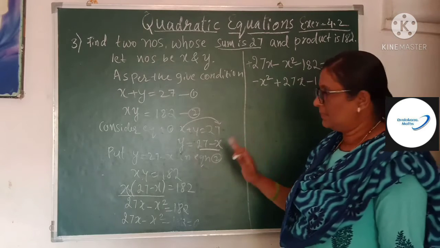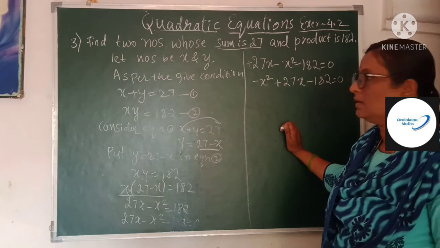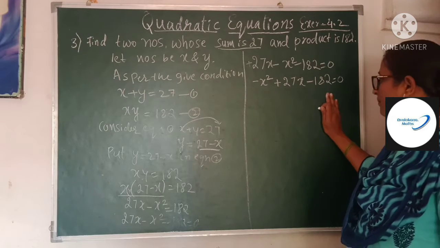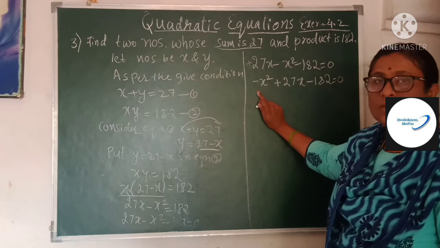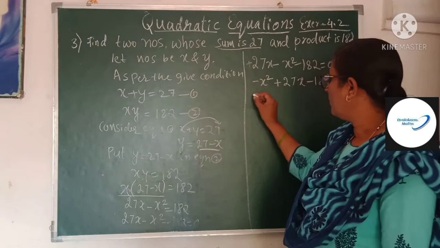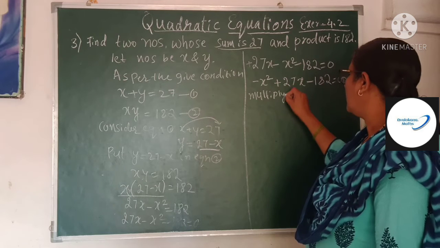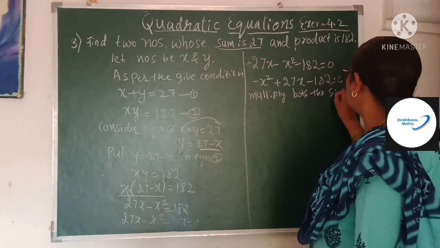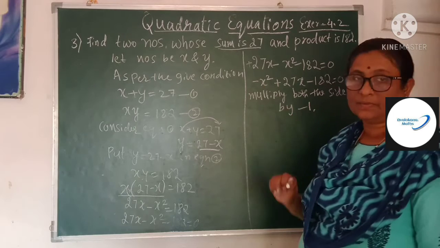So don't jump the steps, don't go directly, go step by step, then there will not be any mistake. Just adjust as we want in the form ax square plus bx plus c. If you are perfect, you can go with this minus and find the factors. But to avoid this confusion, it is better to remove this minus sign by multiplying both the sides by minus 1. Why? This minus and minus becomes plus.